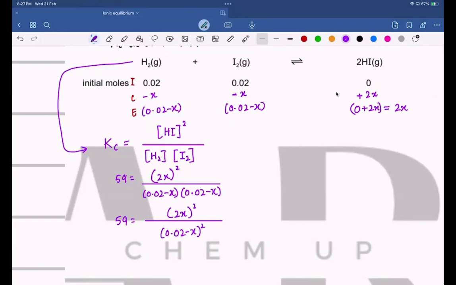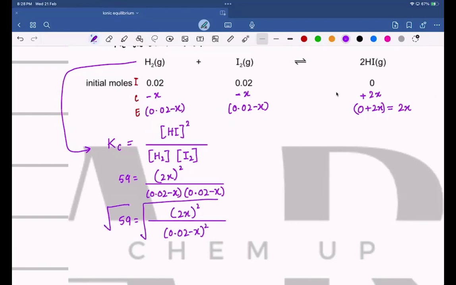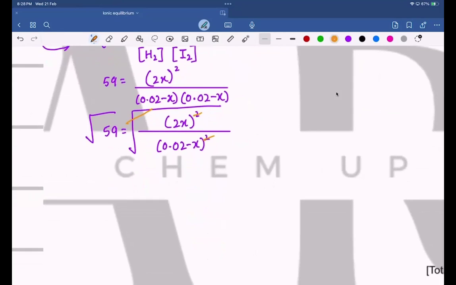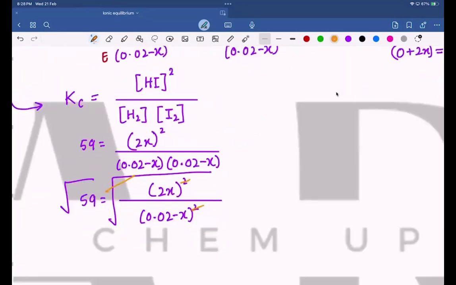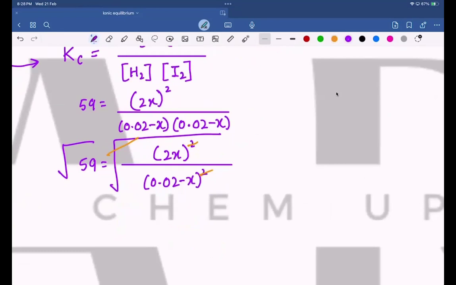Now, I can take the square root on both sides. If I take the square root, these two squares are going to cancel out with this square. Can anyone tell me the square root of 59? It is 7.68. So 7.68 is equal to 2x over 0.02 minus x. Is this clear to all of you?